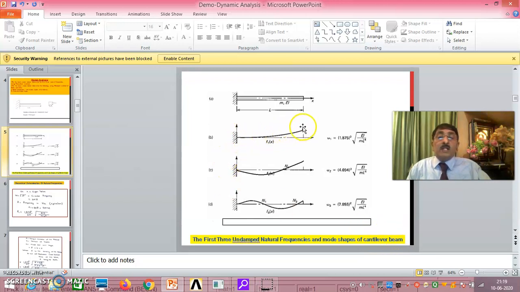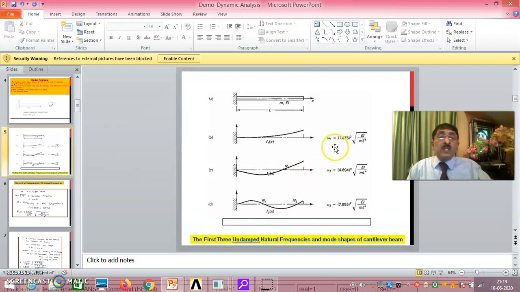This is the mode shape. At the first natural frequency, it bends this way. At the second natural frequency, the shaft bends this way. At the third natural frequency, the shaft bends this way. These things we are going to prove in the Ansys sessions.